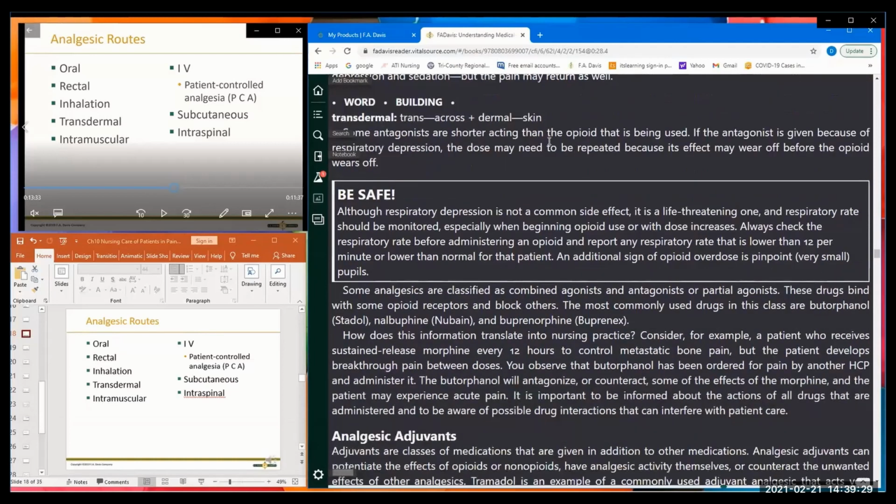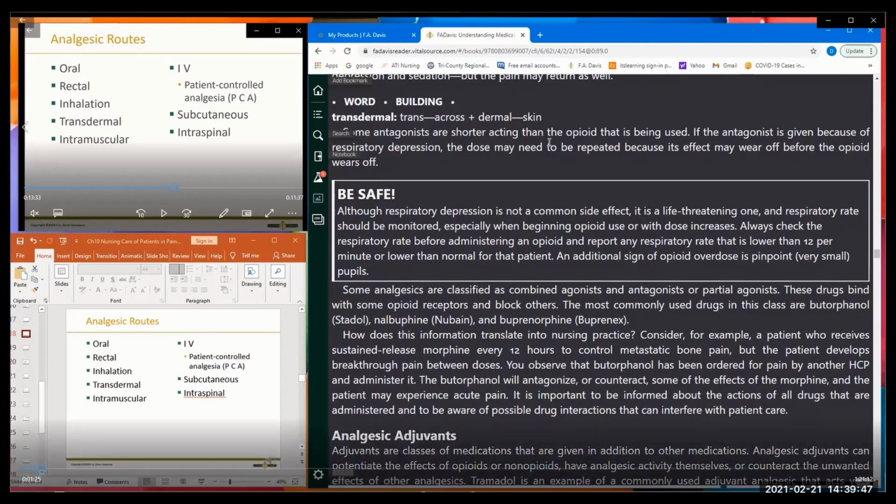Some antagonists are shorter acting than the opioid that is being used. If the antagonist is given because of respiratory depression, the dose may need to be repeated because its effect may wear off before the opioid wears off.